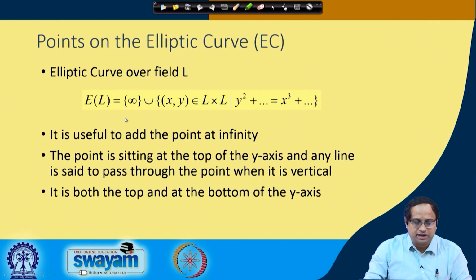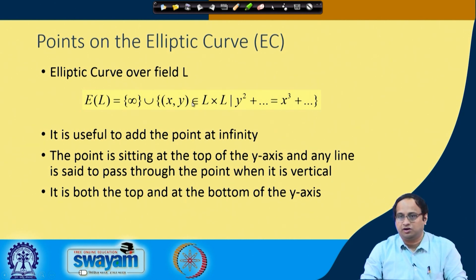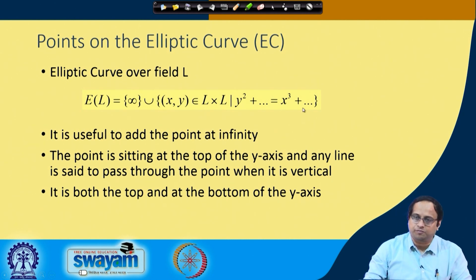So therefore, as I already mentioned, the elliptic curve over the field L will consist of a point at infinity along with some points (x, y) which satisfy this curve. So these x and y are taken from L squared, that means x belongs to the field L, y also belongs to the field L, and they satisfy this equation, that is y squared plus some terms equals x cubed plus some terms, and this (x, y) is a point on the curve. With this we call these the finite points on the curve, and this is the point at infinity.